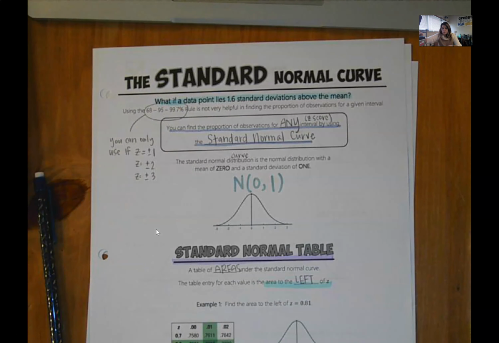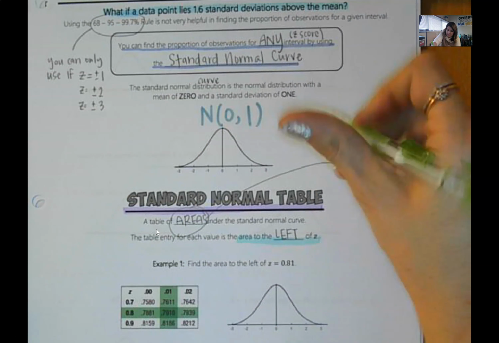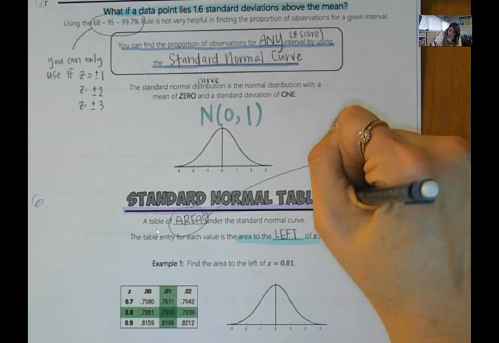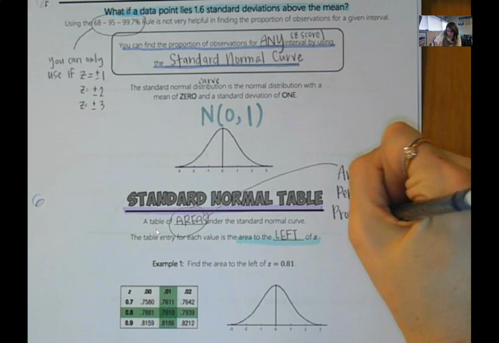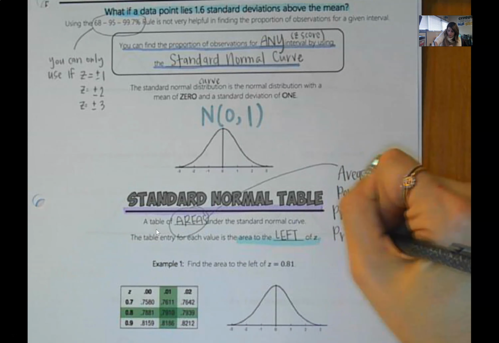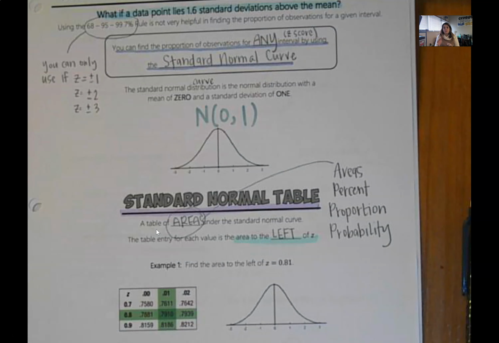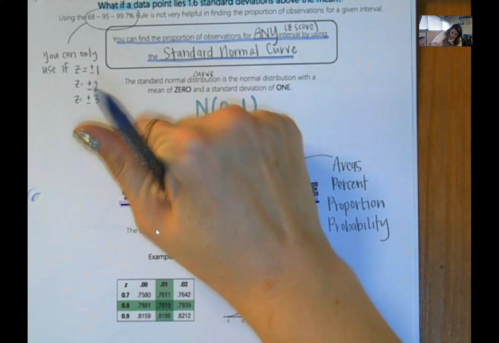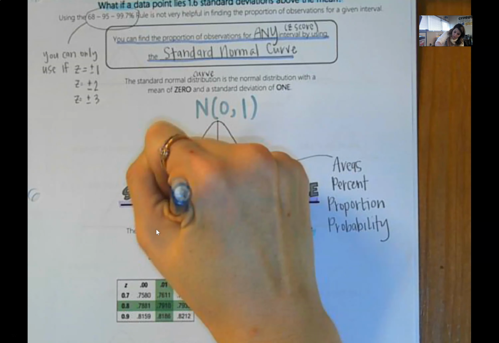Couple things that I want to write down here or highlight. The first thing is this word areas. I'm just going to make a list. Areas is the same as percent, is the same as proportion, is the same as probability. That area under the curve can be referred to as these 4 things. So here it says areas, but it could have just as well been percent, proportion, probability.